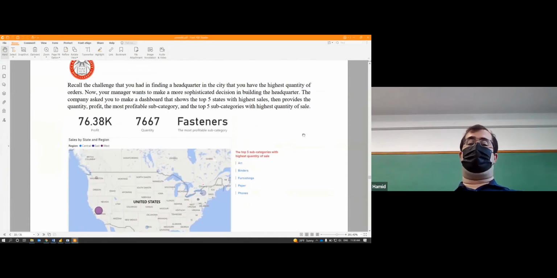Okay, next challenge. We call it the challenge that you had finding a headquarter in a city that had the highest quantity of orders. Now your manager wants to make a more sophisticated decision in building headquarters. The company asks you to make a dashboard that shows the top 5 states with the highest sales, then provides the quantity, profit, the most profitable subcategory, and top 5 subcategories with the highest quantity of sale.